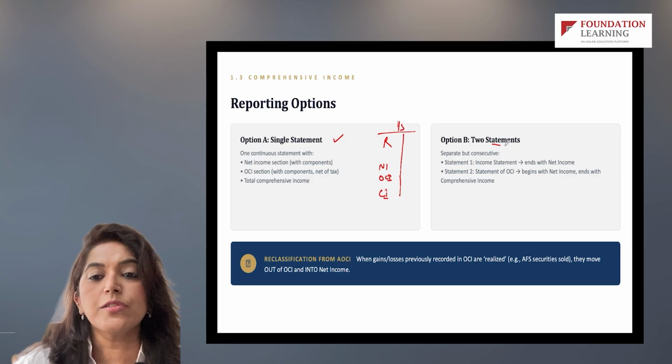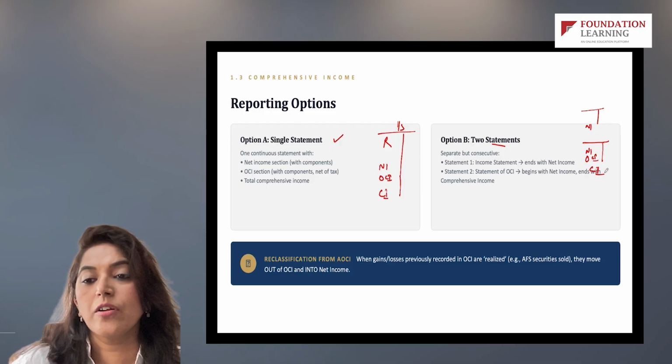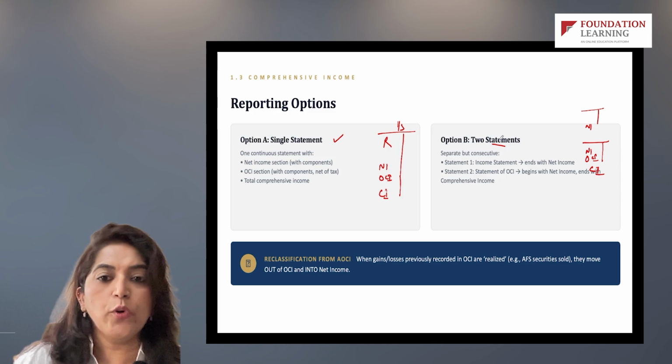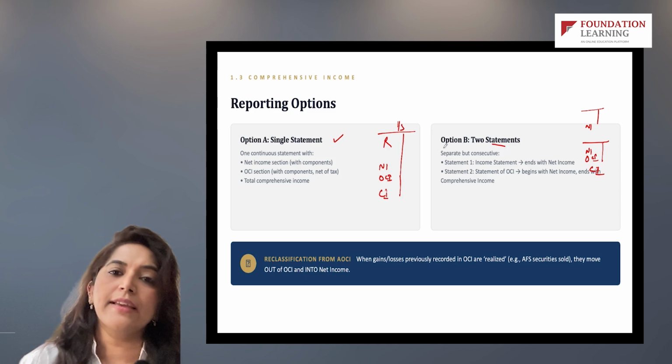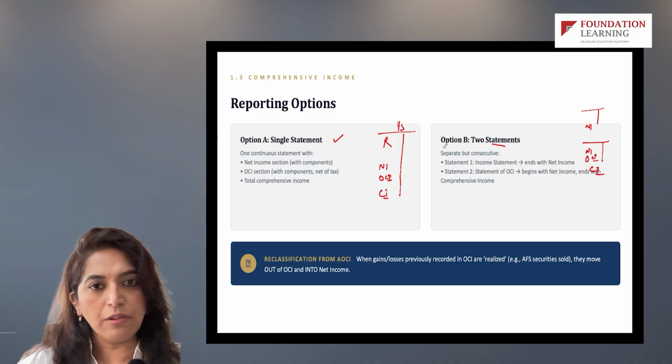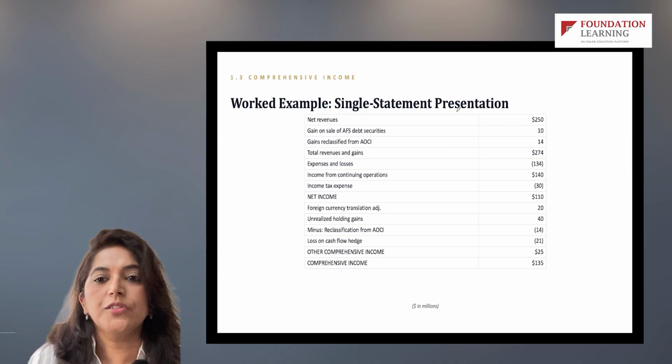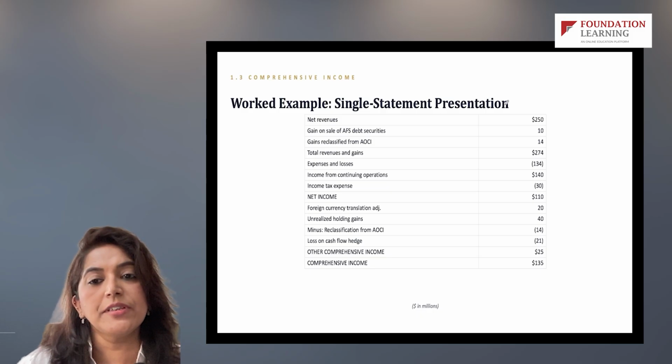The other one is two statements. So wherein in one statement we calculate till net income, second statement we adjust OCI to net income and get comprehensive income, right? Both the options are right. Both the options are correct. Companies can select any option which works fine with them, right? So this is one single statement presentation.